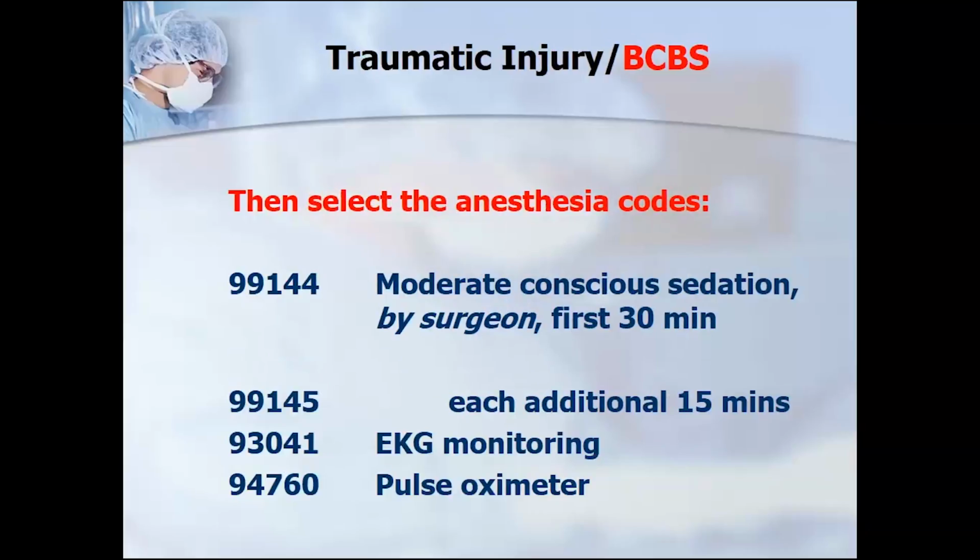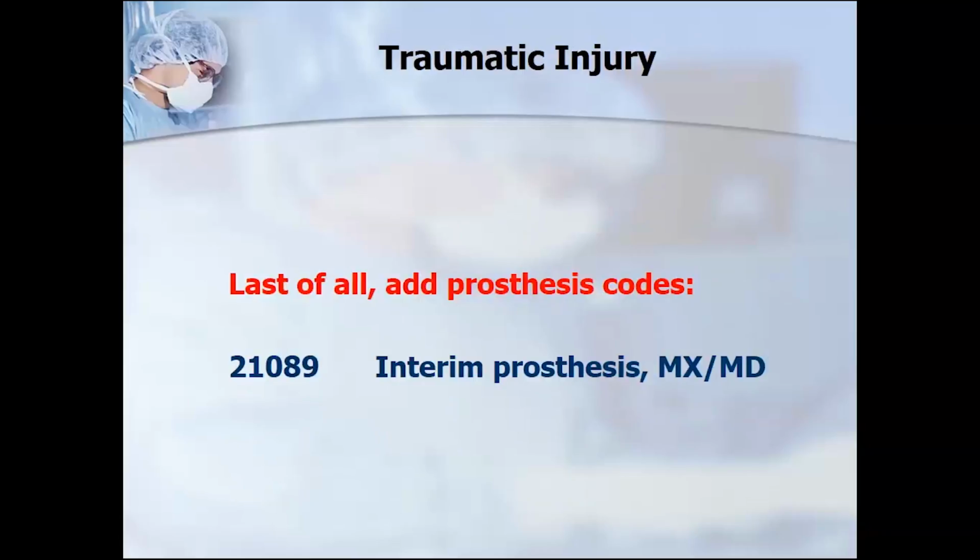And then the anesthesia codes are selected last. Moderate conscious sedation by the surgeon, first 30 minutes, then each additional 15. Remember, this surgery was for an hour. EKG monitoring and the pulse oximeter. And last of all, we add the interim prosthesis, both for the maxilla and the mandible.